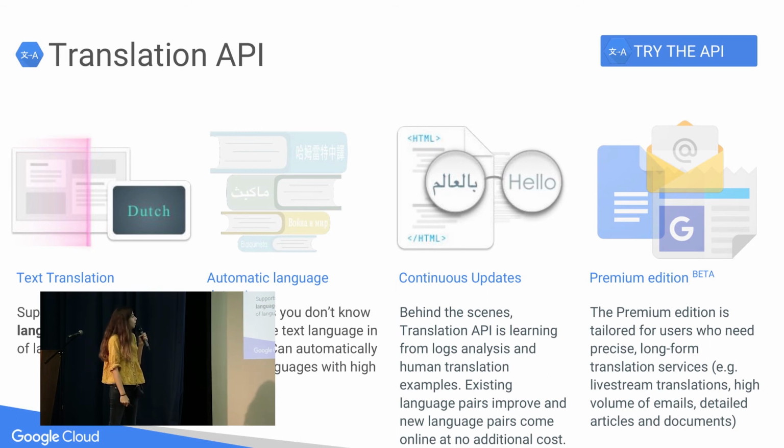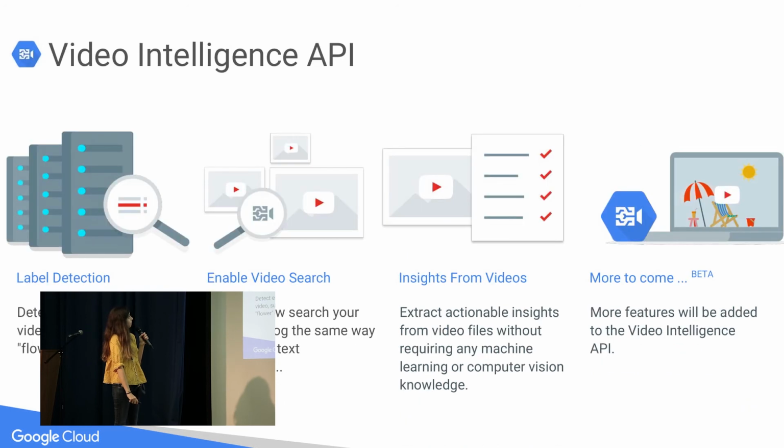Okay. We also have the translation API. I'm sure you're very much familiar with the translation API. You already use it, for example, on Google search. It translates text. It automatically detects the language. We always have continuous updates. And there's also a premium edition, which I will not go into detail, but it's also provided for enterprise companies.